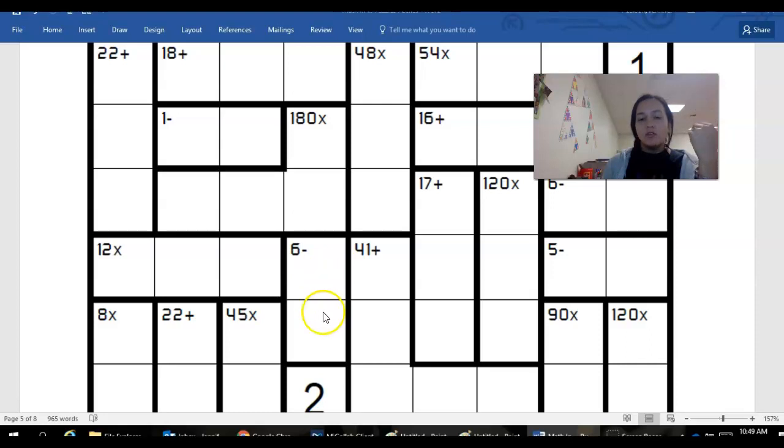But we don't know which one's the 7, which one's the 1. We'd have to go and work around the rest of this to try to figure that out.